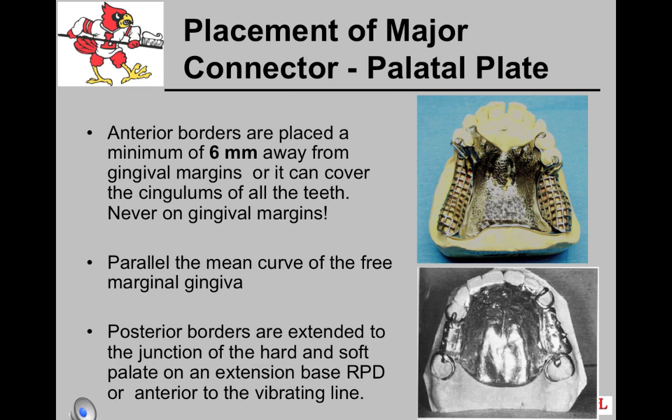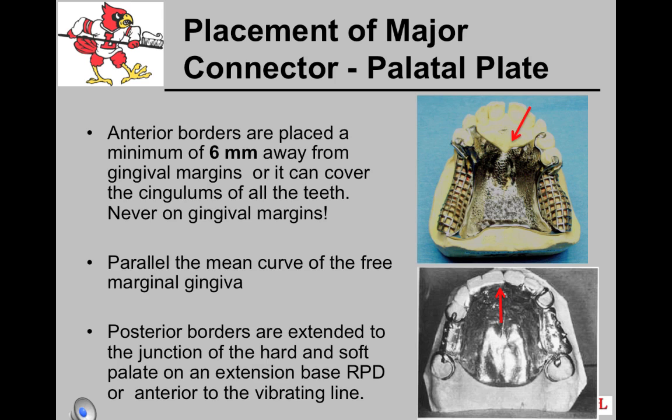As far as placement of the palatal plate major connector, the anterior borders are placed a minimum of 6 millimeters away from the marginal gingiva, or it can cover the cingulums of all of the teeth, but it is never placed at the gingival margin, and you would like to avoid the speech zone if possible. It runs parallel to the mean curve of the free marginal gingiva. The picture does not show that type of rule.